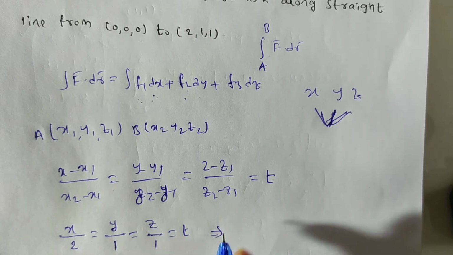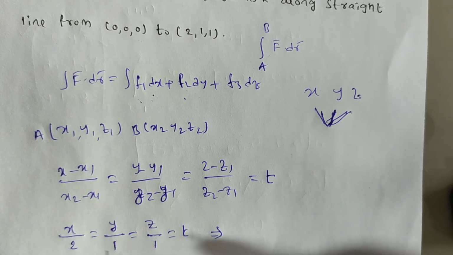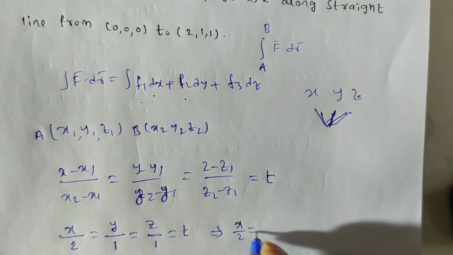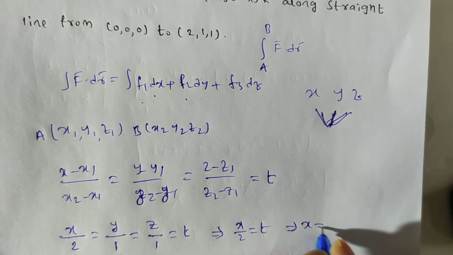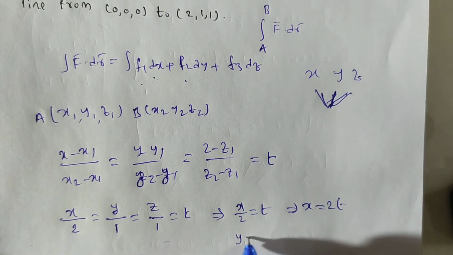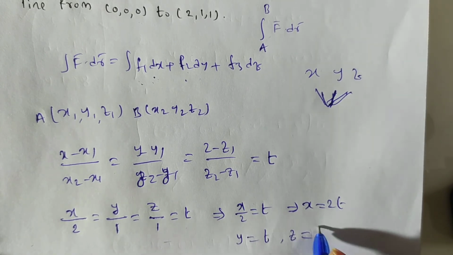T. You observe now, here A equal to B equal to C equal to D means A is equal to D, B is equal to D, C is equal to D. So x by 2 is equal to t, which implies x is equal to 2t. Similarly, y by 1 is nothing but y is equal to t. Similarly, z is equal to t.